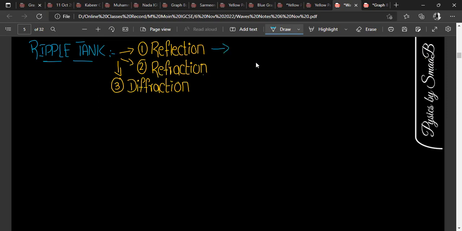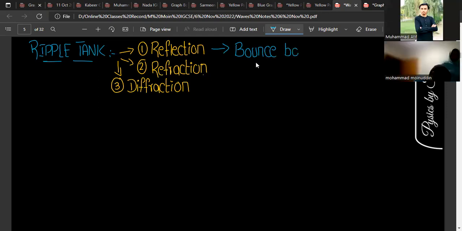Reflection means to bounce back from a reflecting surface. So when waves bounce back or reflect from any surface, we are going to discuss that phenomenon. First of all, let's discuss the setup of the whole ripple tank experiment. Then we can easily discuss the orientation of waves in that example.